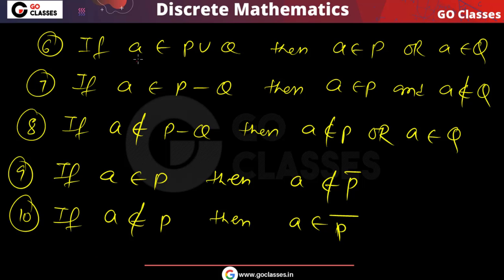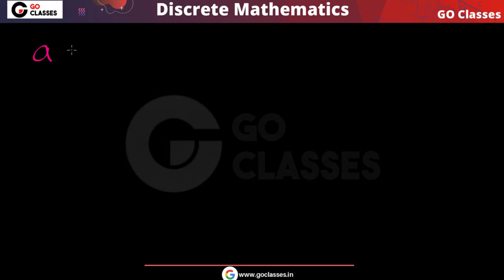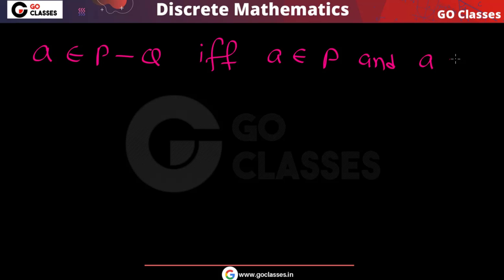Now let's see this one. If element A belongs to P union Q, then I can say A belongs to P or A belongs to Q. If A belongs to P minus Q, then I can say A belongs to P and A does not belong to Q. A does not belong to Q means A belongs to Q bar. So A belongs to P minus Q if and only if A belongs to P and A belongs to Q bar.